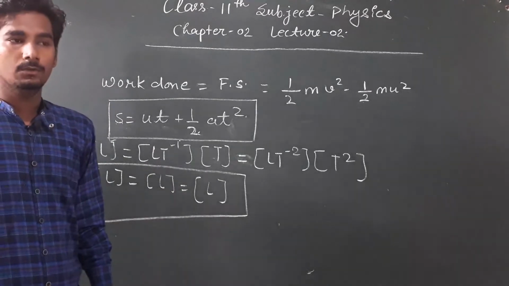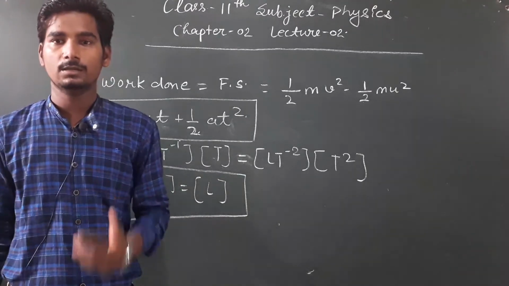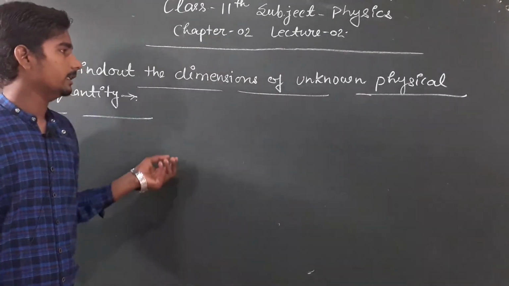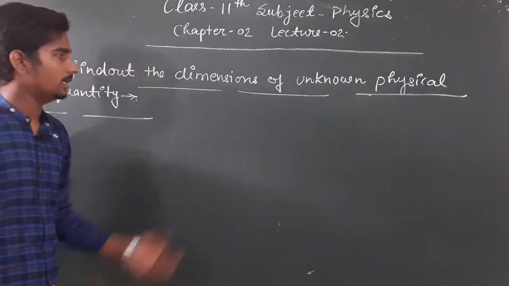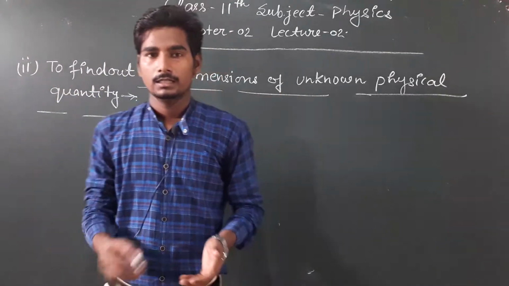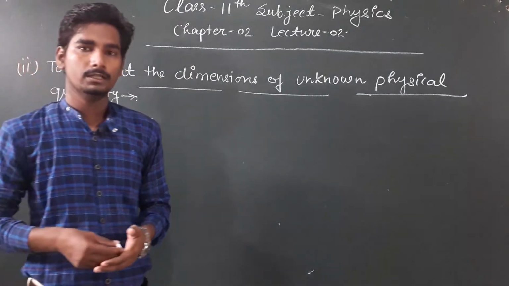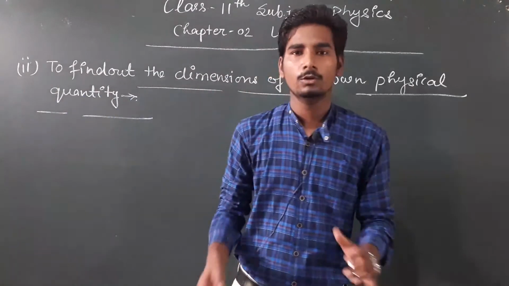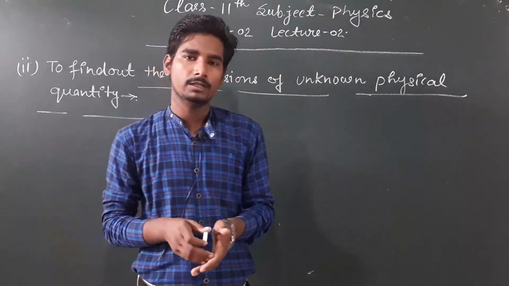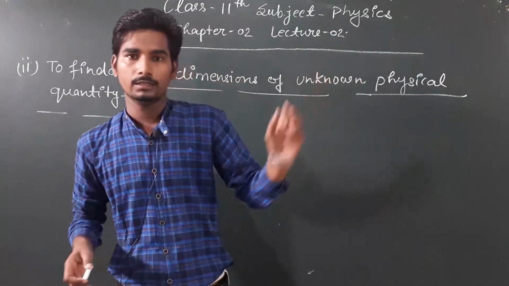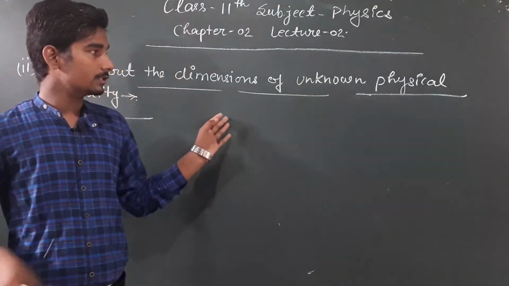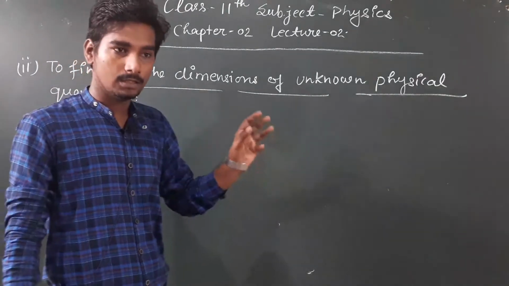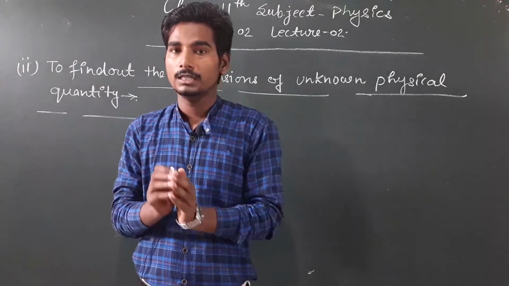Okay. Now we are going to discuss the second use of dimensions. The second use of dimensions is to find the dimensions of an unknown physical quantity. Just suppose we are introducing a new physical quantity in a question, and from the start we don't know its dimensions and what kind of physical quantity that constant is. With the help of dimensions we can find the dimensional formula of our added constant and what that physical quantity means.